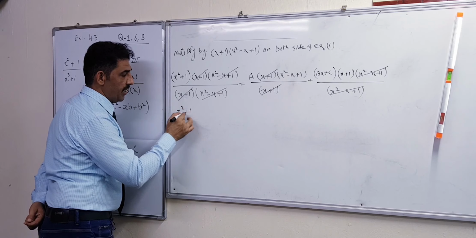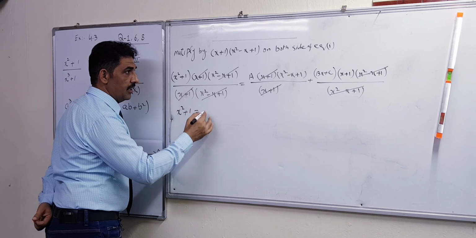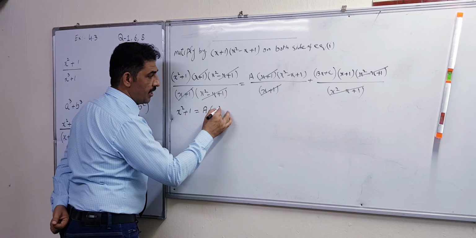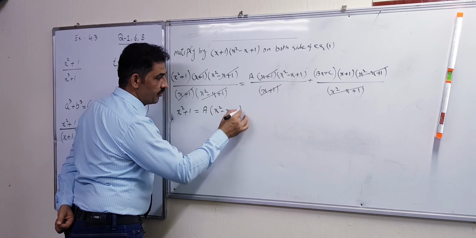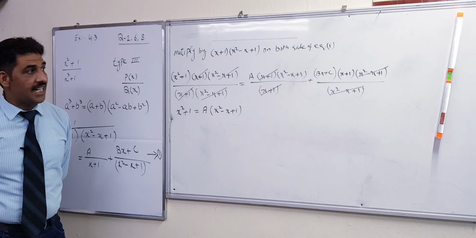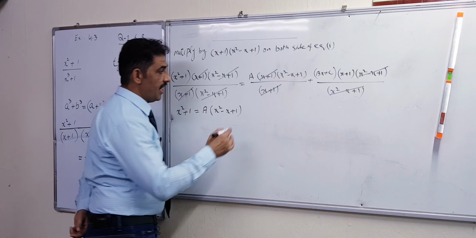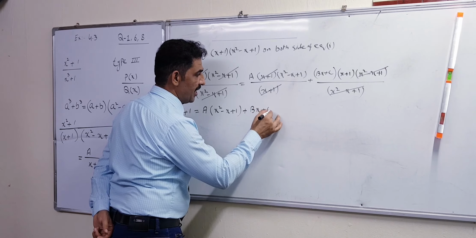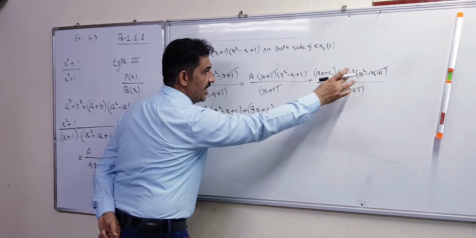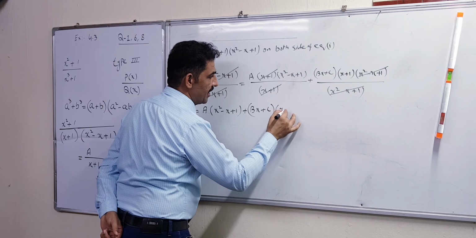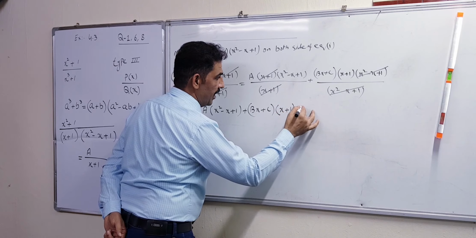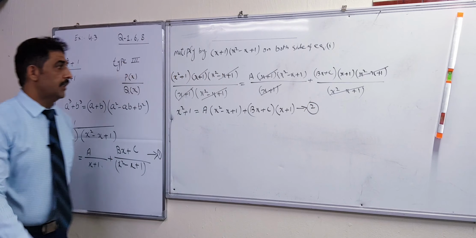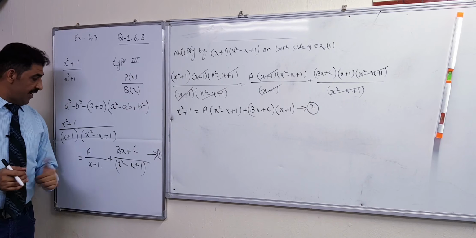X square plus 1 is equal to a, what's remaining? X square minus x plus 1. Right? Good. Then plus bx plus c, and after this cancellation, what is remaining? X plus 1. Again, we will write this as equation number 2. So again we have to find the value of a, b, c.